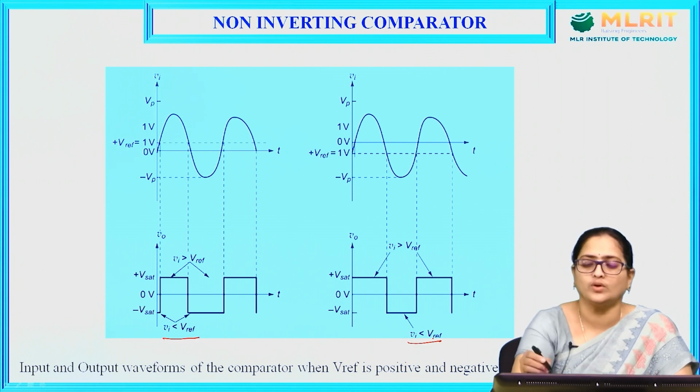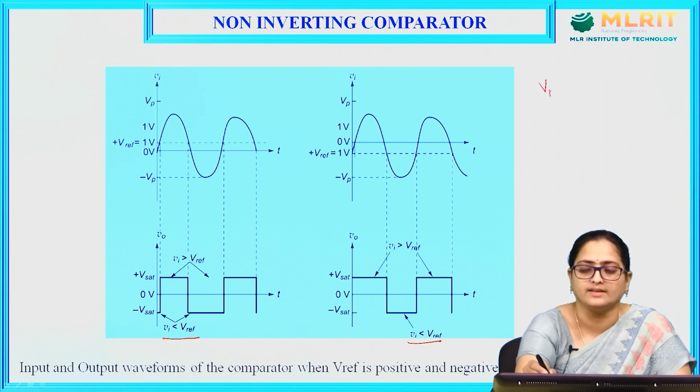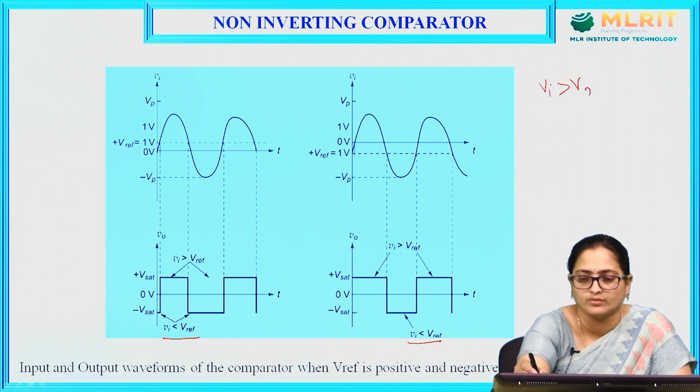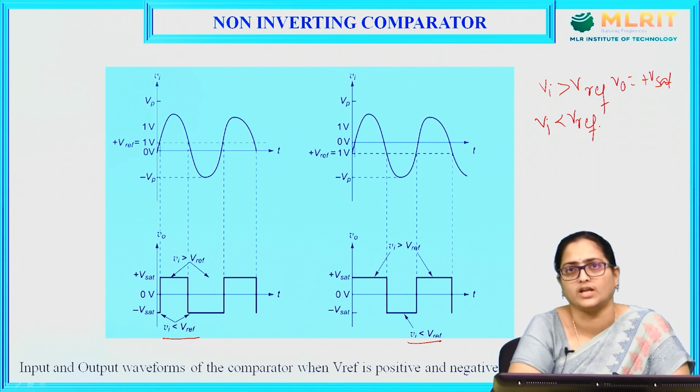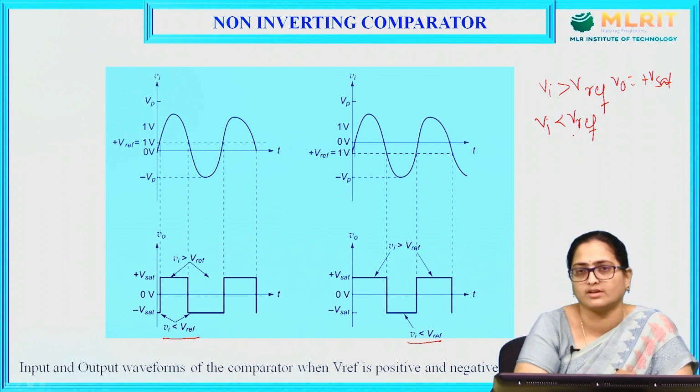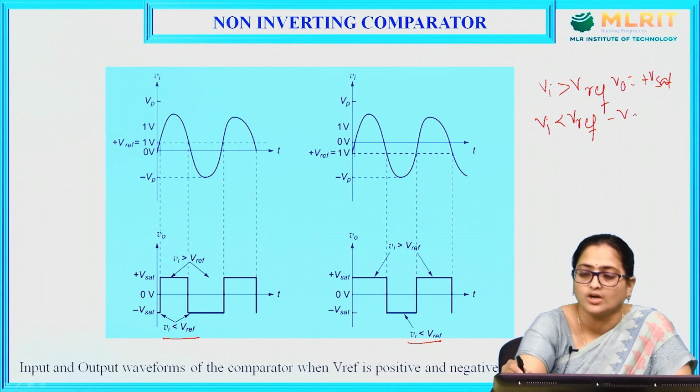Here in the non-inverting comparator, as Vi is connected to the positive terminal, if Vi is greater than V reference, then the output voltage will be plus Vsat. When Vi is less than V reference, as V reference is connected to the negative terminal, this means V reference is more, so V naught is minus Vsat.